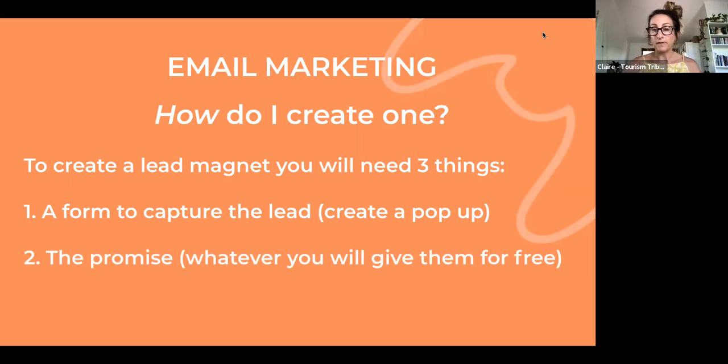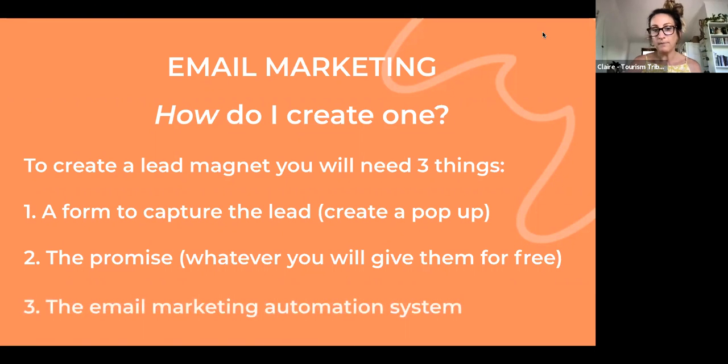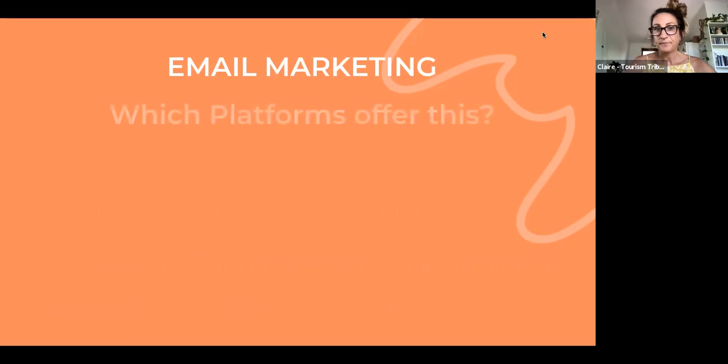And the second thing that we need is the promise. Whatever it is that we're offering them for free, which may be a video series, or a particular guide, there are many different examples of what we can give them. And then the third thing is the email marketing automation system. Now let me show you some examples.